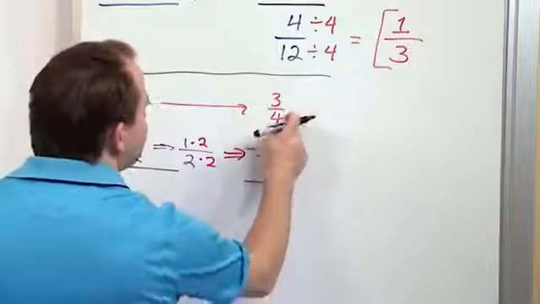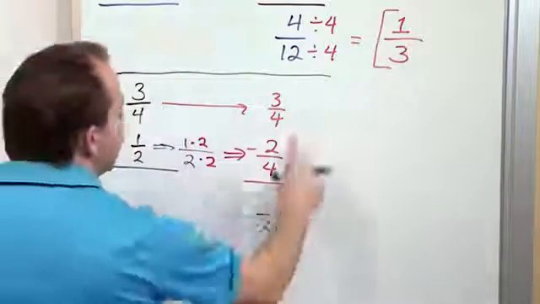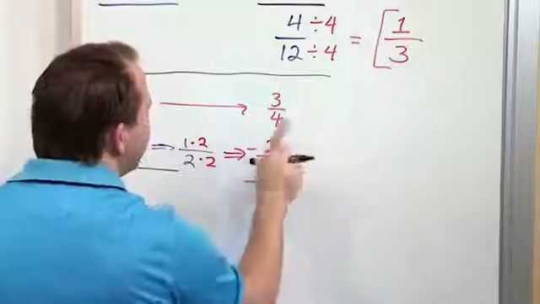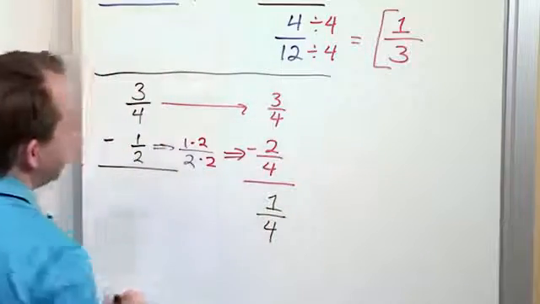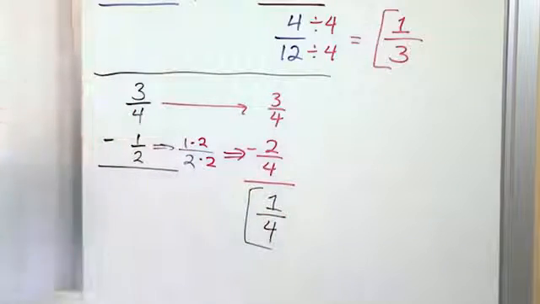Since I have a common denominator of 4, I just keep that on the bottom. All right? And then in the top I take 3 minus 2, which is 1. And then I check, can I simplify this fraction any further? And I actually cannot, so I'm going to circle that and basically say that 1/4 is the final answer.